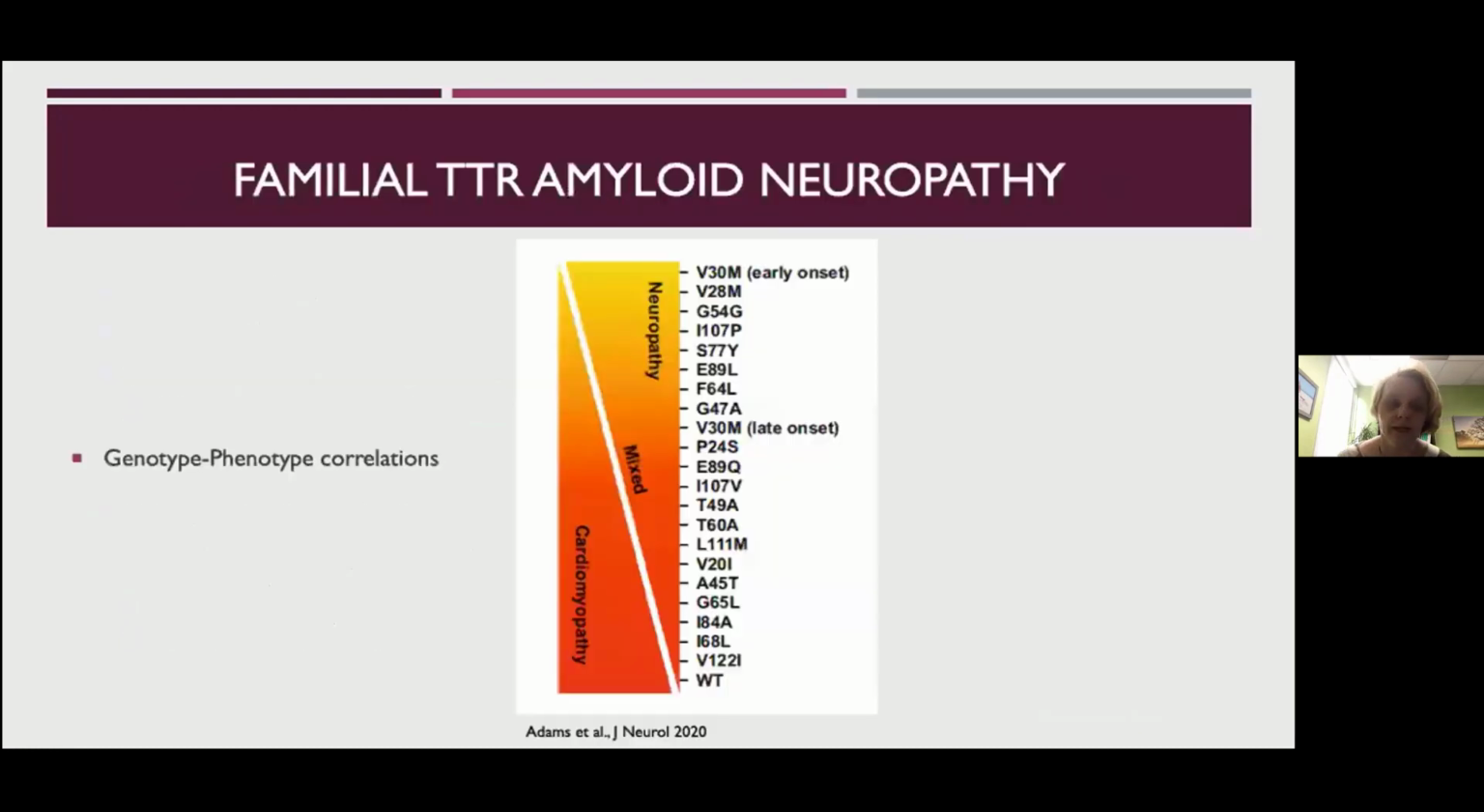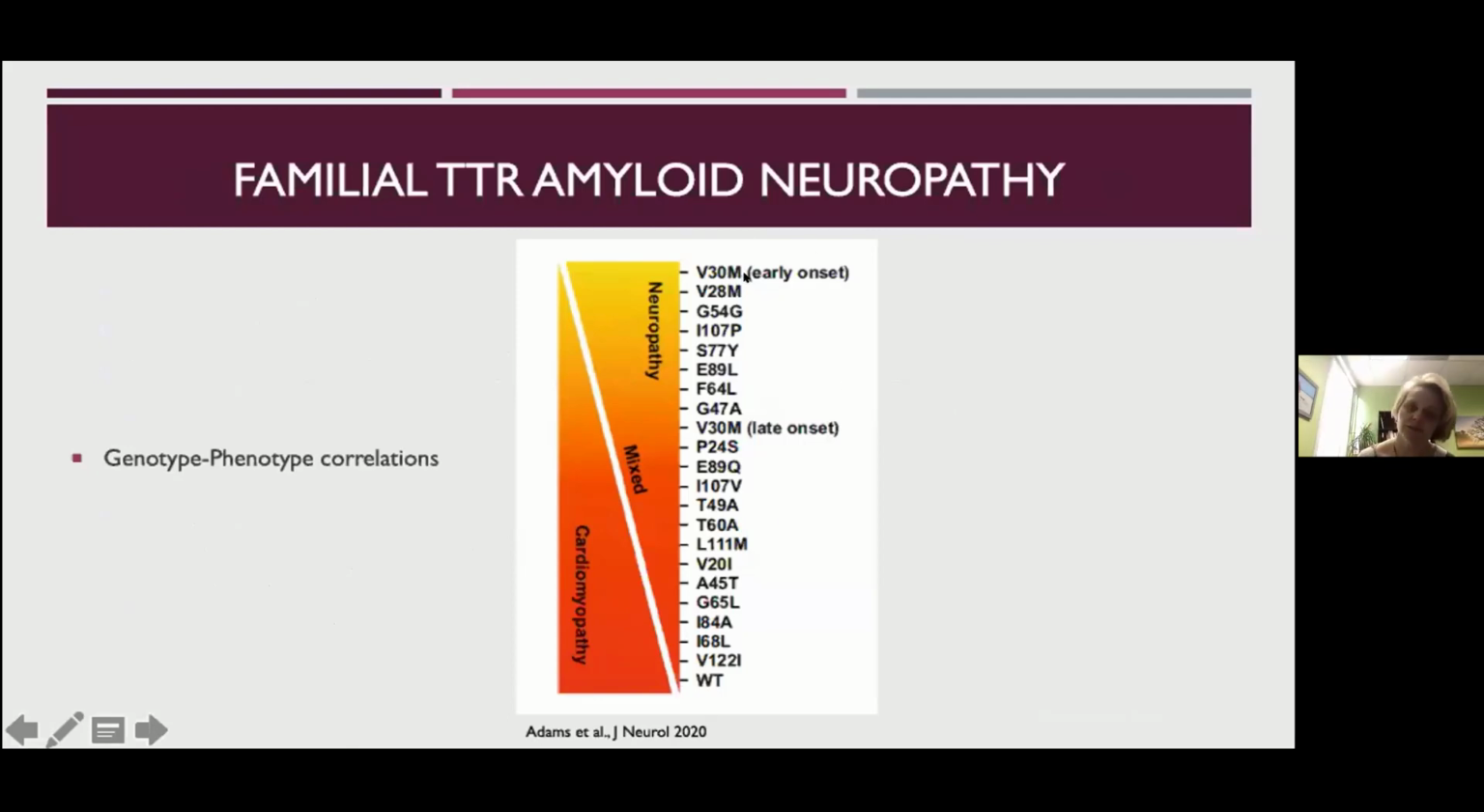Switching gears to hereditary transthyretin amyloidosis, as we have heard, there are over 100 mutations, and these mutations have different phenotypic characterizations. Some mutations cause mainly a neuropathy and very little cardiomyopathy, whereas others, and here is wild-type transthyretin, cause mainly a cardiomyopathy and rarely a neuropathy.